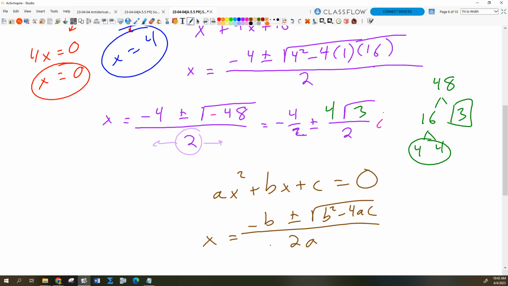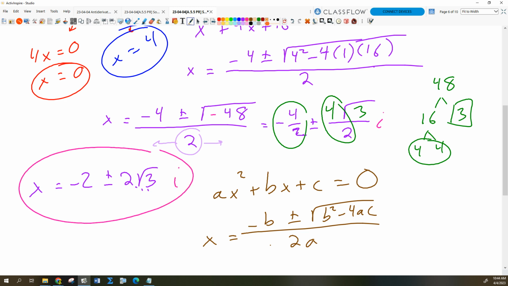So negative 4 over 2 turns into what? Negative 2. So my other answers are going to be x equals negative 2 plus or minus, and then look, I've got another 4 over 2 that just becomes a 2, right? So I get 2 times the square root of 3 i. There's my other two solutions, right? It's a complex conjugate pair, one for the plus, one for the minus.